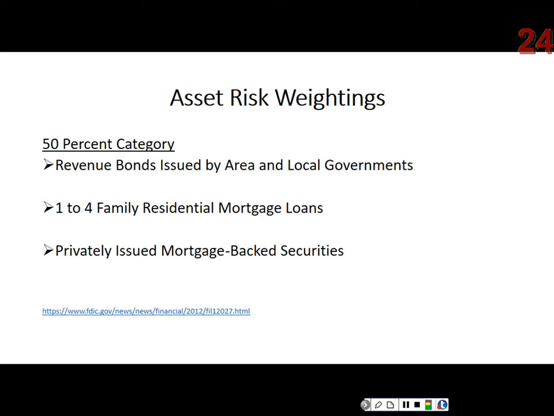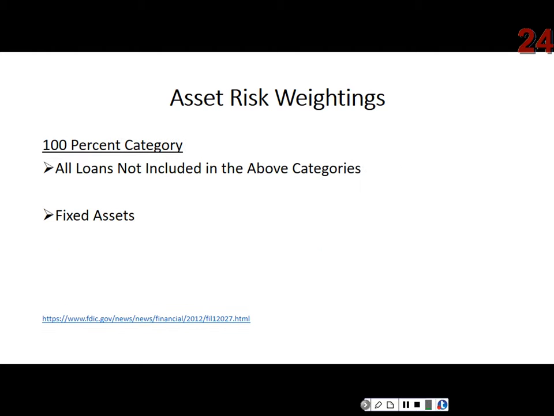They're pretty safe because when it comes to making your house payment, most people want to make their house payment. I mean, you can let the credit card bills go, you can let the car payment go, but you really like sleeping with a roof over your head each night. So most people try to make their house payment. And then privately issued mortgage-backed securities. We're going to talk more about mortgage-backed securities again later in the semester.